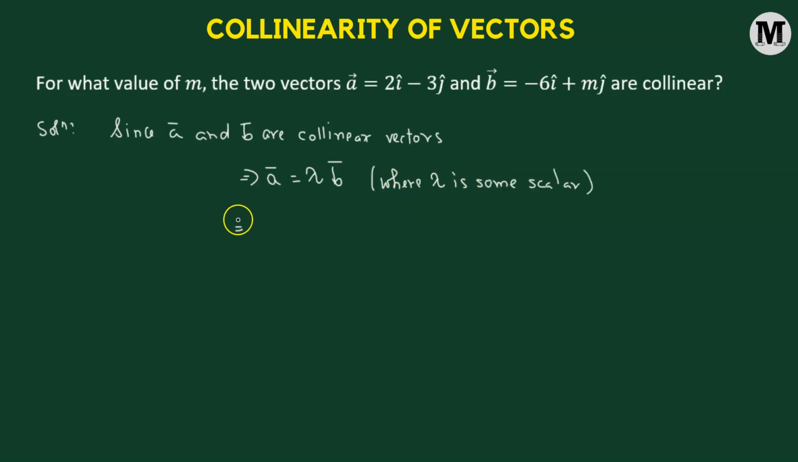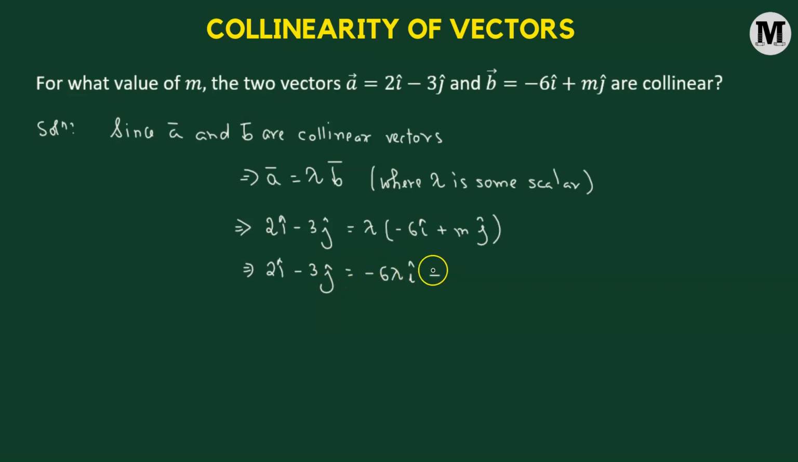Now let's use the value of the vectors. So a vector is given by 2i cap minus 3j cap. This is going to be equal to lambda times b vector, so that's negative 6i cap plus m times j cap. Now we have 2i cap minus 3j cap equals negative 6 lambda i cap plus m lambda j cap.